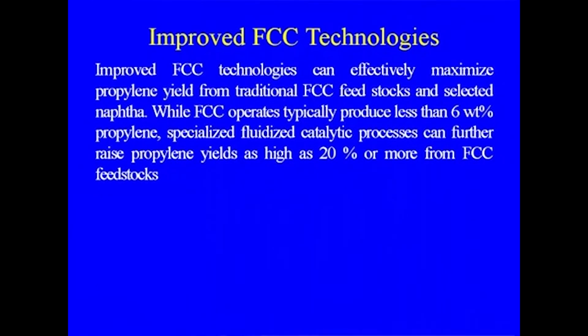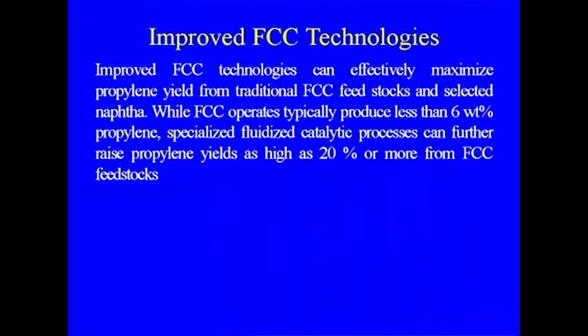Improved FCC technology: as I told you, initially the catalyst that was available in the FCC gave a low yield of propylene. So, improved FCC technology can effectively maximize the propylene yield from the traditional FCC feedstock and selected naphtha, while FCC operations typically produce less than 6%. That was in the initial stages, when the FCC was operated more in gasoline mode than for propylene, because it was only after the usage of propylene increased that refineries started to operate the FCC in both gasoline and propylene modes depending upon the requirement.